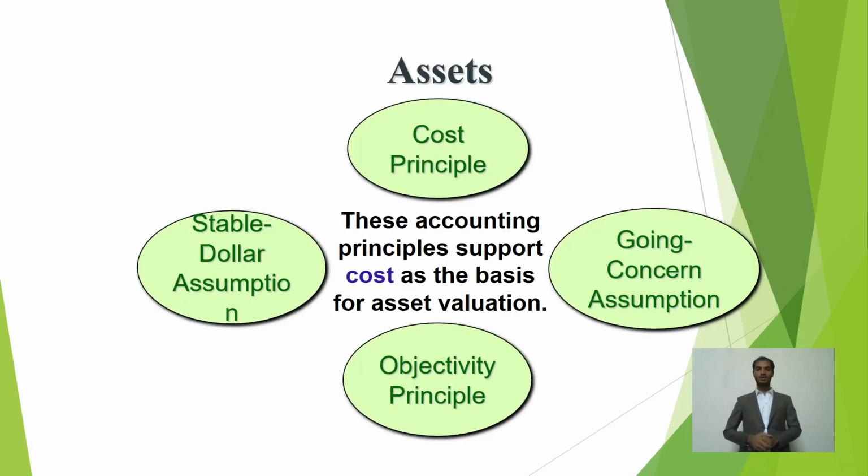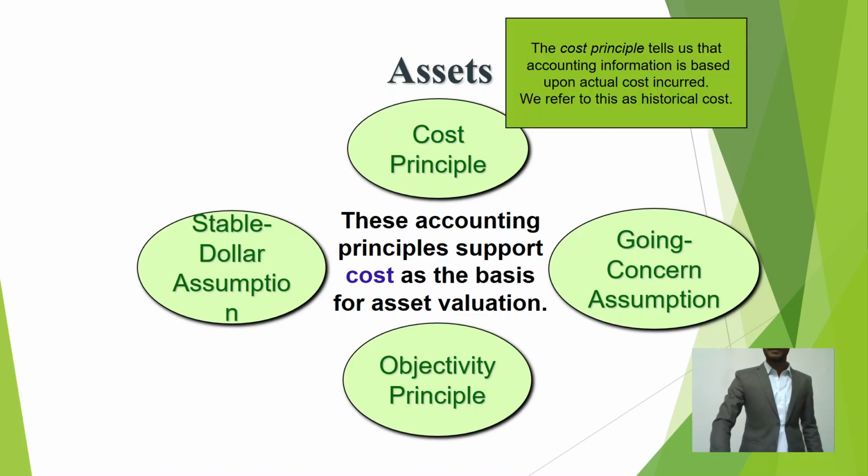Assets, cost principle, stable dollar assumption, going concern assumption, objective principle. These accounting principles support cost as the basis for asset valuations. The cost principle tells us that accounting information is based upon the actual cost incurred. We refer to this as historical cost.